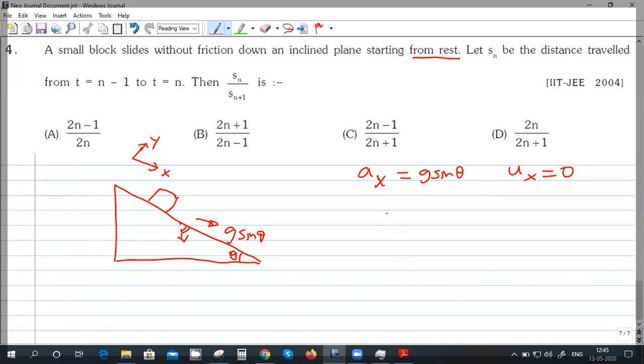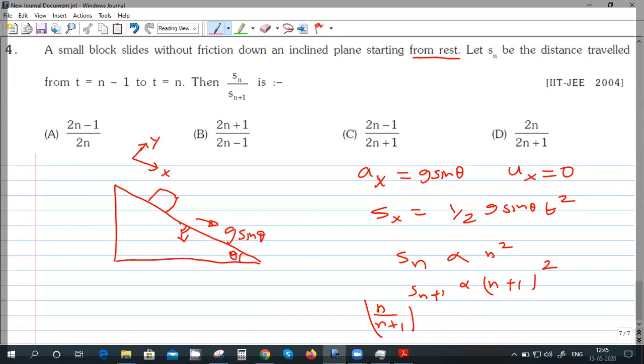So now I have to find the distance. So s equal to ut plus half a t square. U is 0, so it is half g sine theta into t square at any instant of time. So Sn is proportional to n square because theta and all is not going to change. And Sn minus 1 is proportional to n minus 1 square. So Sn by n plus 1 is asked. So n plus 1 is again proportional to n plus 1 square. So Sn by Sn plus 1 is n divided by n plus 1 whole square.